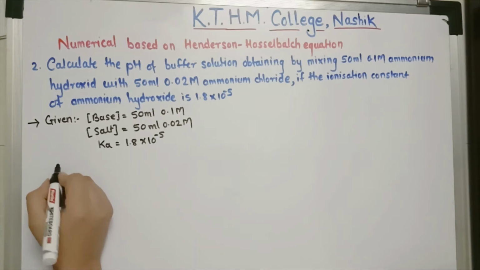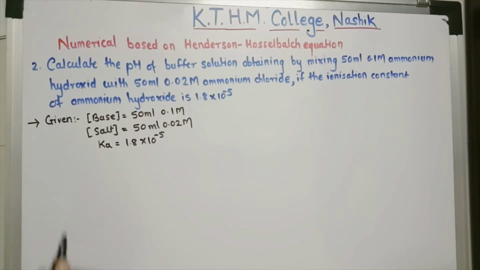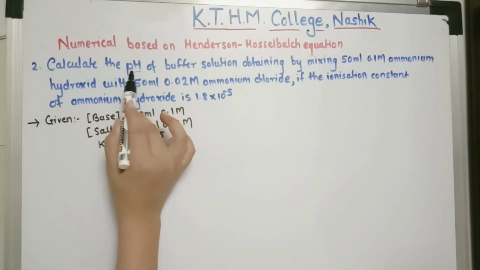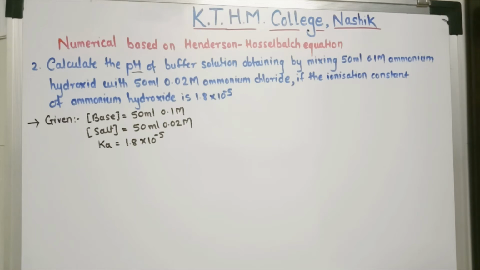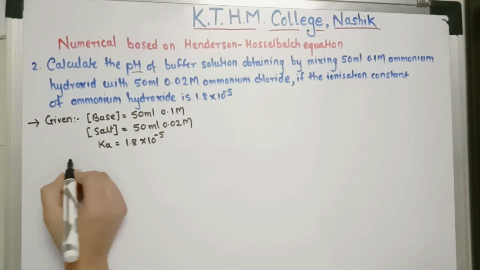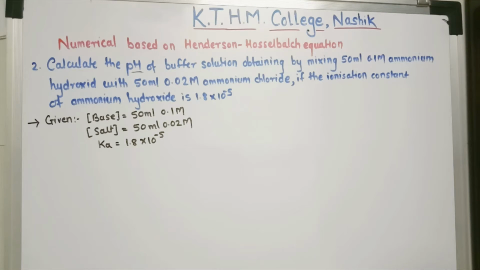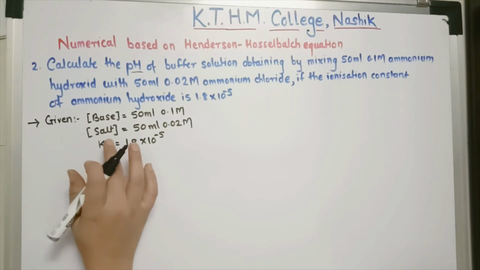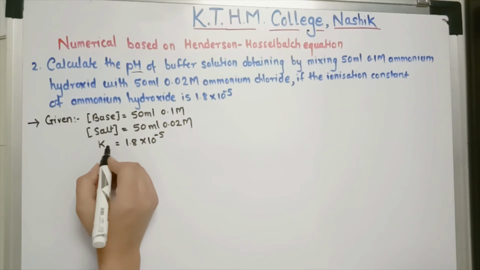Now first of all we have to find the pH. For finding the pH, first of all we will find the pOH by the Henderson-Hasselbalch equation. So for that, here it is not pK, it is pKb.